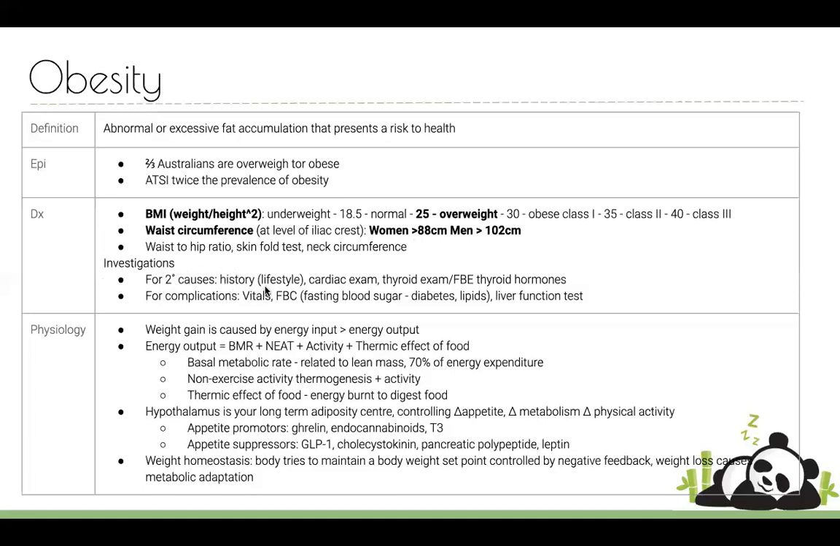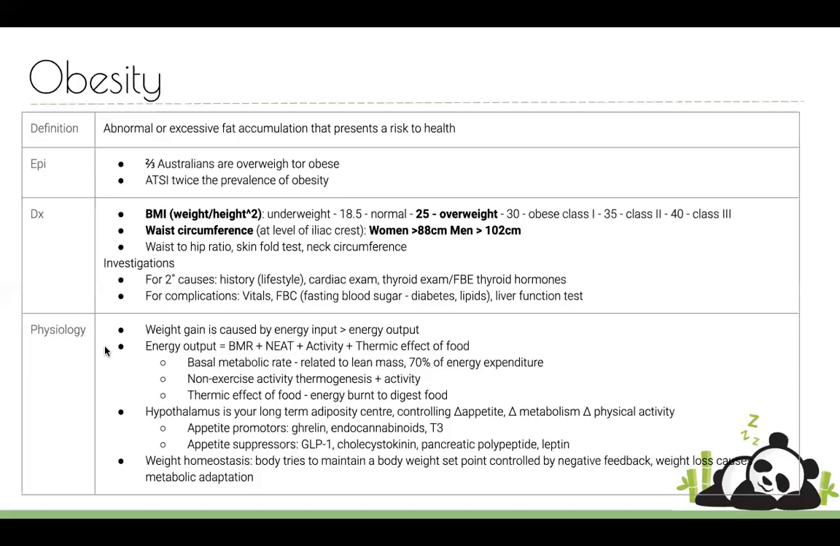So you take a history, ask about their lifestyle, do a cardiac exam, looking for things like hypertension, do a thyroid exam, because of hypothyroidism, and your thyroid is in charge of your metabolism. So when you have hypothyroidism, you have a lower metabolism, you tend to gain weight. And then you look for complications, so things like diabetes, things like hyperlipidemia, so too much fat in your circulation, and do some liver function tests because of fatty liver.